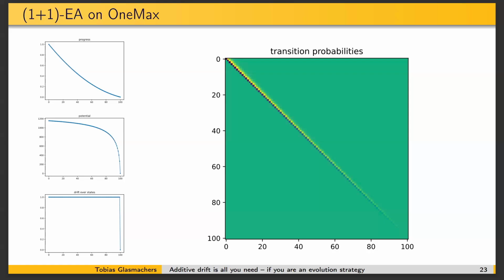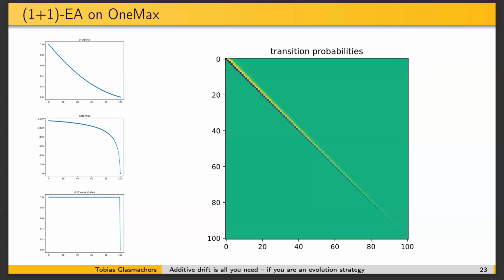So if you have 0 one-bits, then you improve by 1 bit on average, just by the way standard bit flip mutation is designed. Of course, if you have an optimal string, you're not improving anymore. And this is just what comes out. And now you can take this and basically solve a linear program for the goal that we have a potential function so that the drift over all states is always 1.